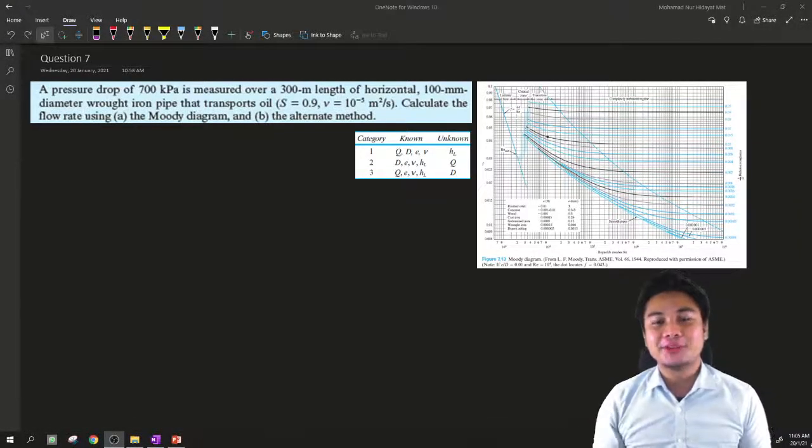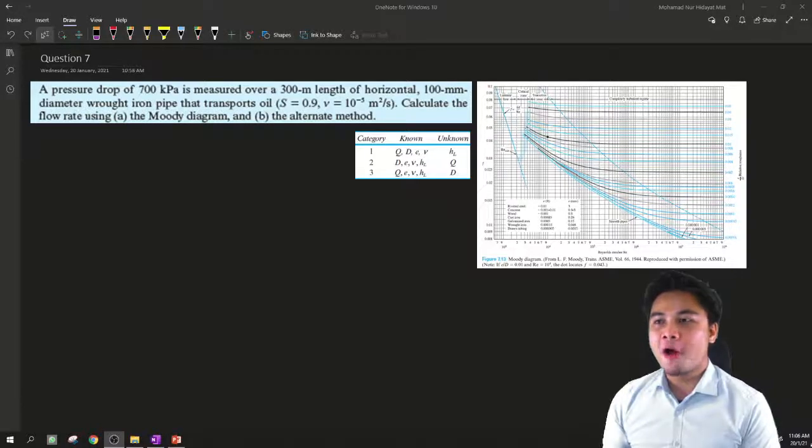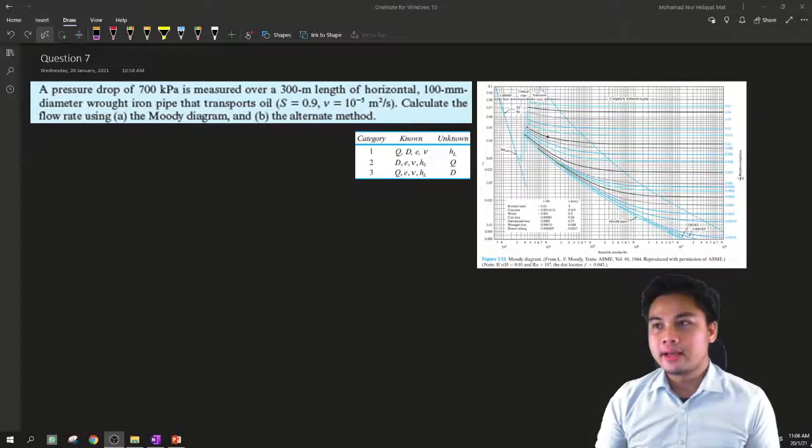Hi, welcome back. Today we have a question: a pressure drop of 700 kilopascal is measured over a 300 meter length of horizontal 100 millimeter diameter rough iron pipe that transports oil having S equal to 0.9, and kinematic viscosity ν of 10 to the power of -5 meters squared per second. Calculate the flow rate using the Moody diagram and the alternate method.